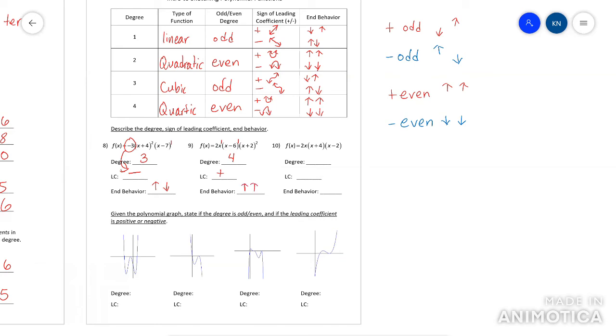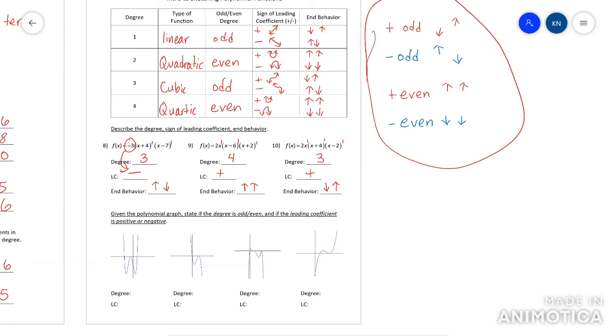Okay, let's look at another. This is in factored form. I need to give everything its exponent and add them up. So this is degree 3. My leading coefficient is a positive 2. So this is a positive odd function. Positive odd function goes down-up for its end behavior. So that's how I did those.